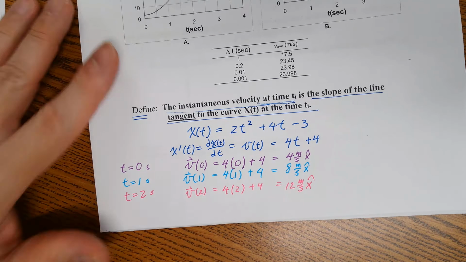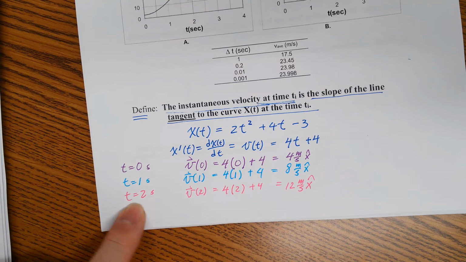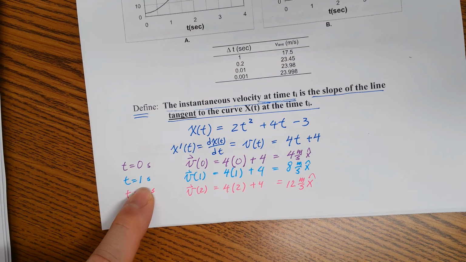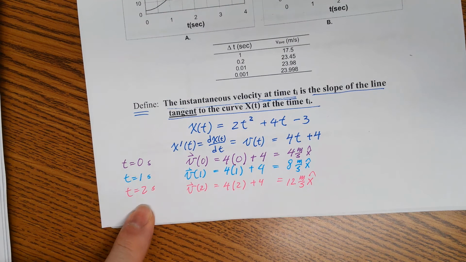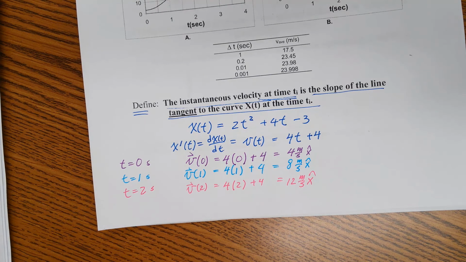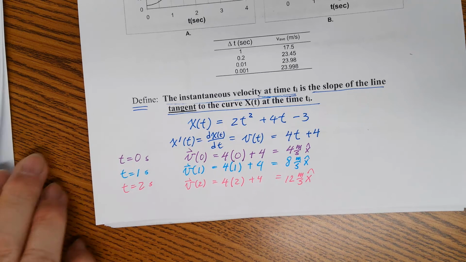Okay? So you could keep going. You don't even have to have a whole number here. You could have half a second here, or 1.745 seconds here, and here you could have pi seconds. It doesn't really matter. It doesn't have to be a whole number.